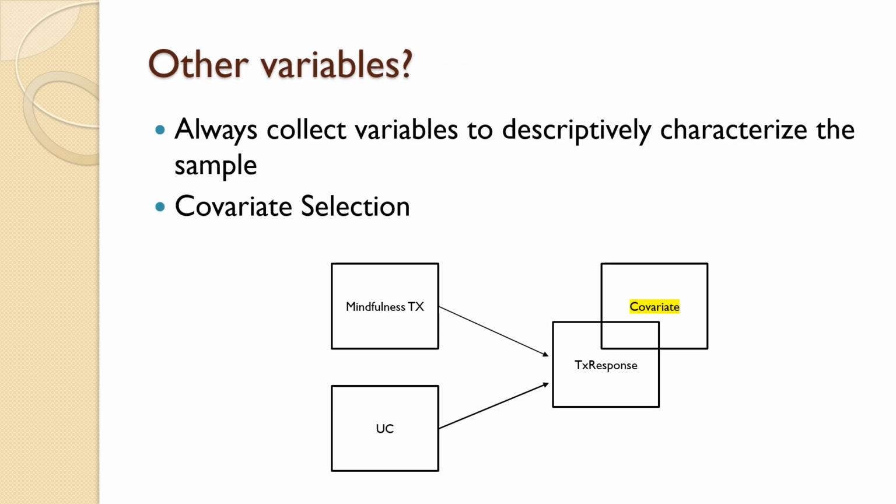So in our study, we want to choose a covariate. And how are we going to choose a covariate? Well, now we know, right? The way to choose it is to choose a variable that could be related to treatment response or your outcome, your dependent variable in the study.